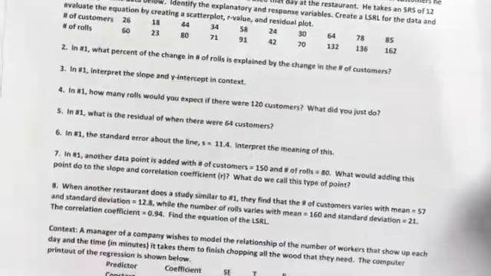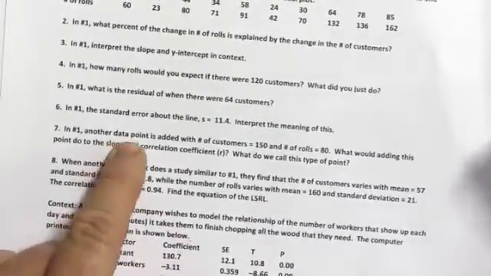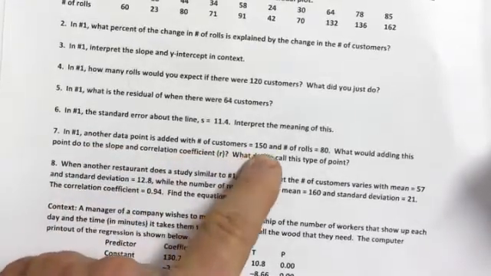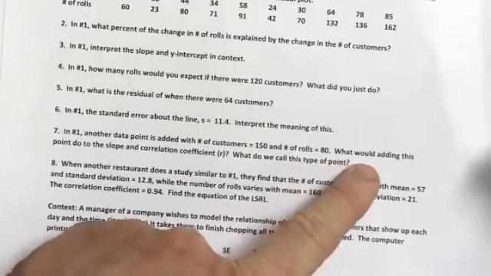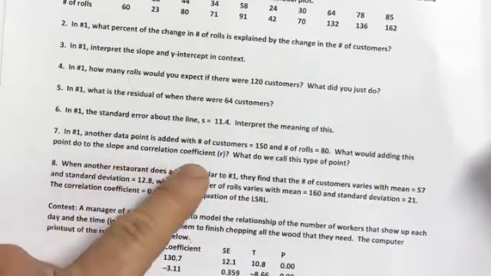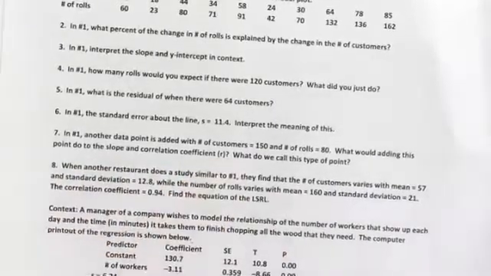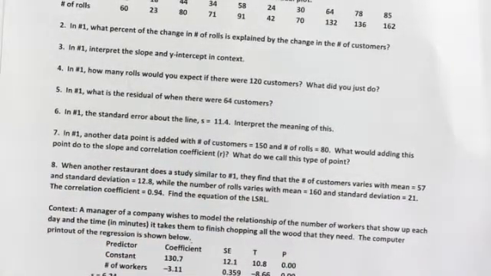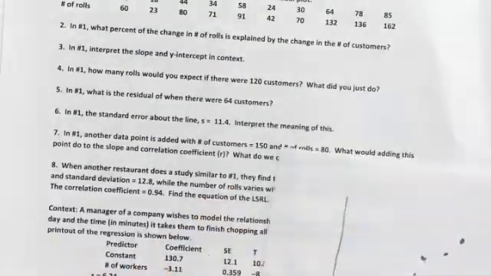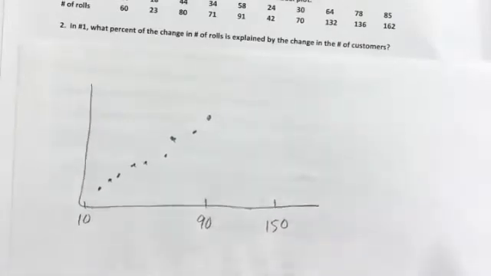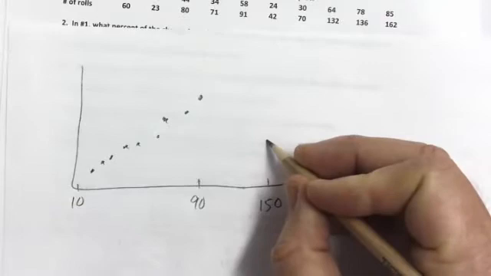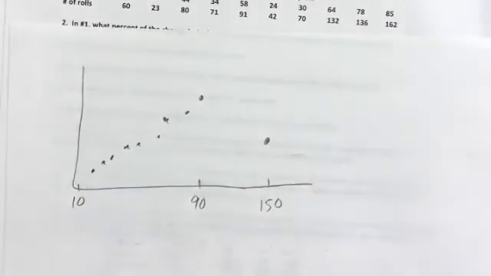All right, number 7. In number 1, another data point is added where the number of customers is 150 and the number of rolls is 80. What would adding this point do to the slope and the correlation coefficient? What type of point is this? If we look at a scatter plot and add 150 and 80, it's going to be somewhere down here. And that is what we call an influential point.